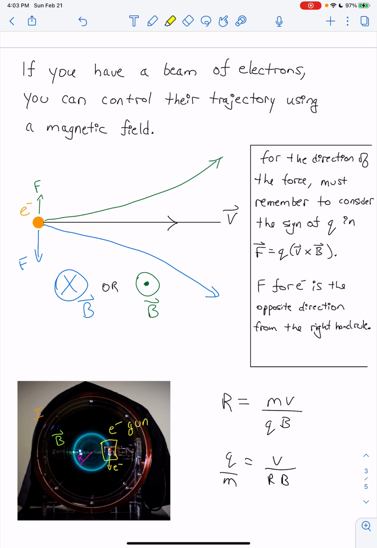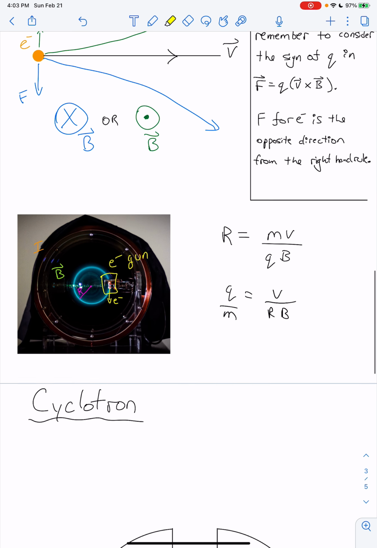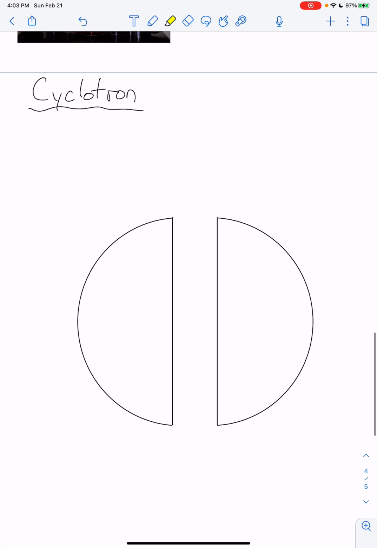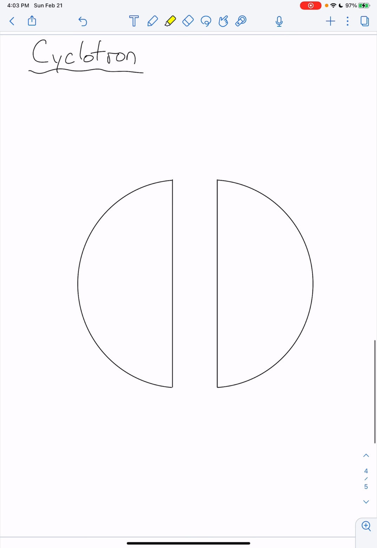This also illustrates our ability to control the trajectory of particle beams using magnetic fields. Okay, one more application, and that's a cyclotron. So a cyclotron, we're going to do something very similar to what we just did here, but we're going to do this with a slightly different purpose.